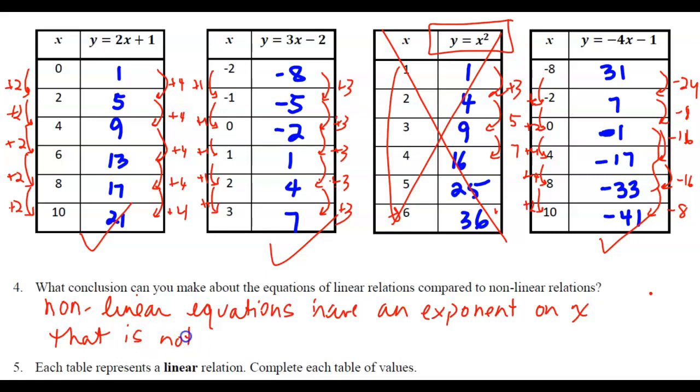So in the linear equations, we have an x term. Exponent on x is 1. We don't have to show it. And we might have a constant term. So we had a +1, we had a -2, we had a -1, and that's okay.